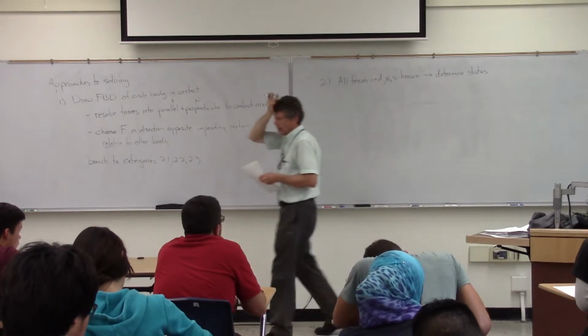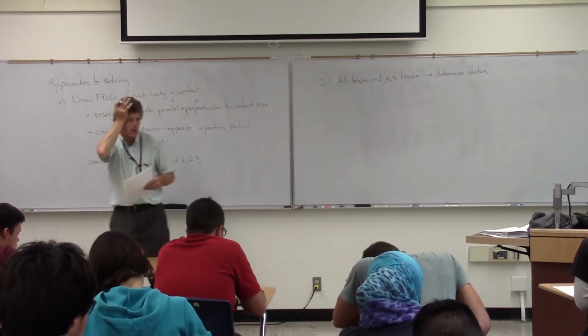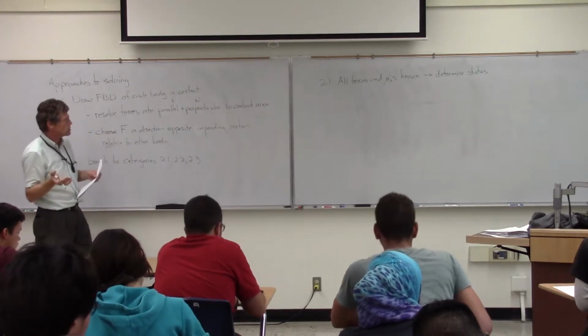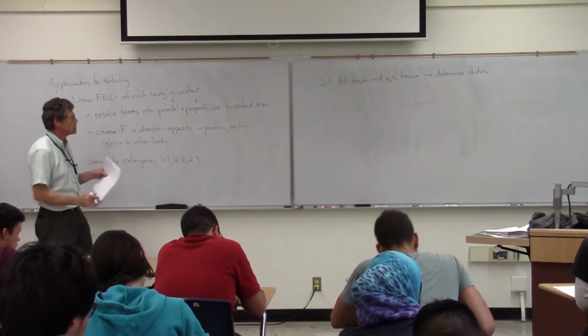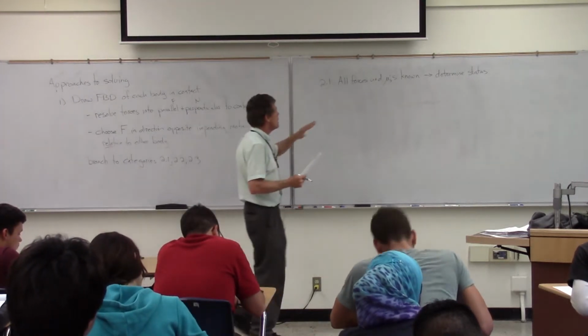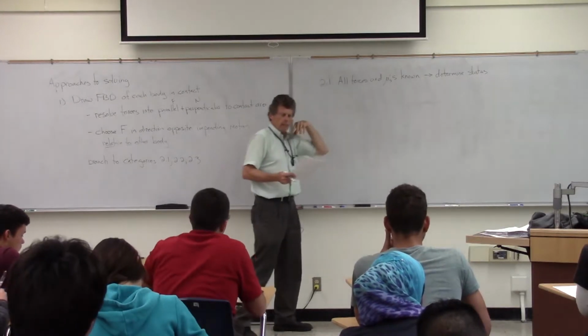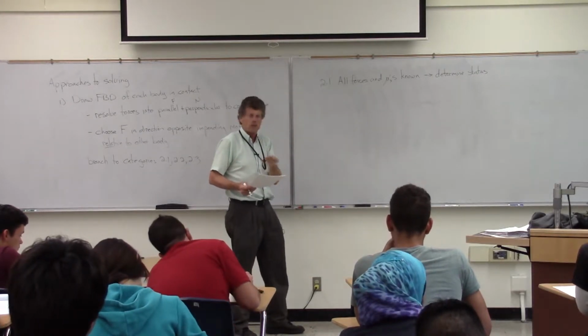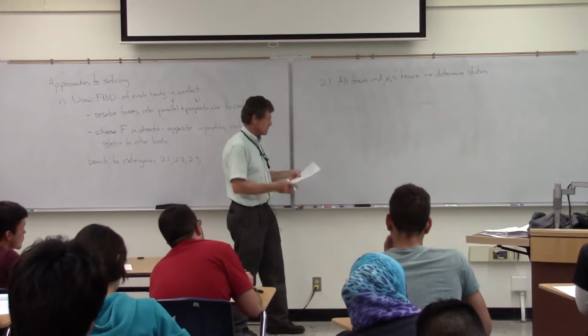Okay, so our first category is a situation where all of the forces and all of the coefficients of friction between the various surfaces, which might be different between the different surfaces, are known. All we want to do is determine the status. Is it moving? Is it not moving? Is it moving at a constant velocity?